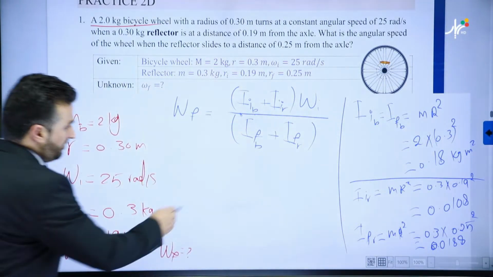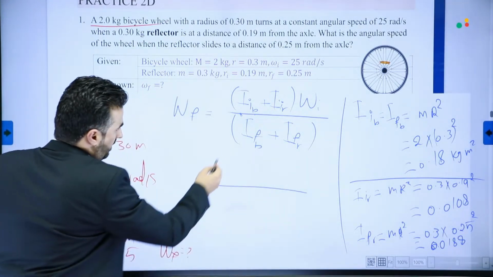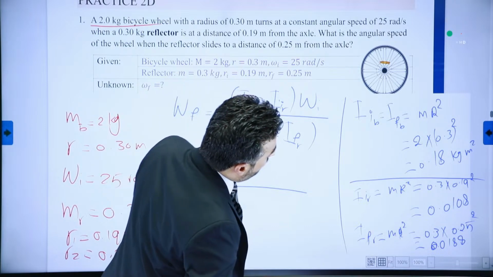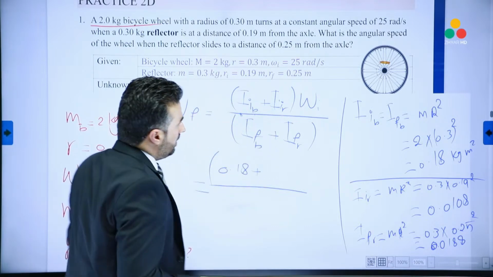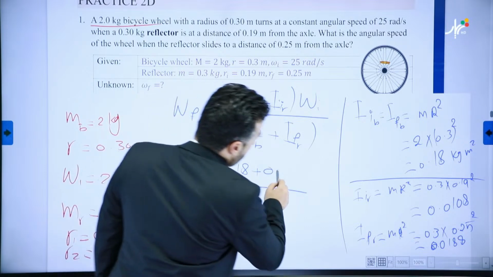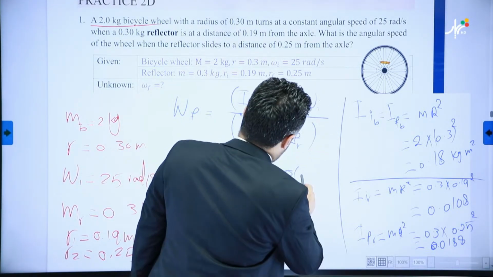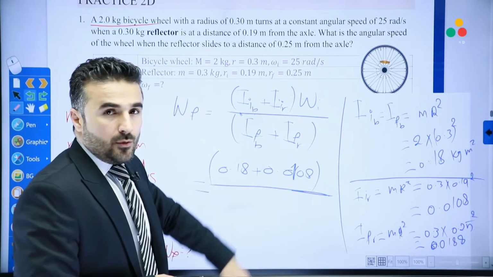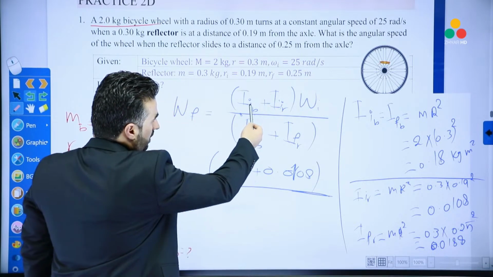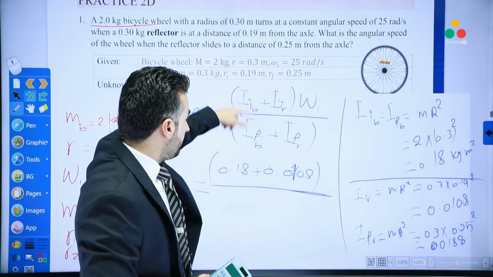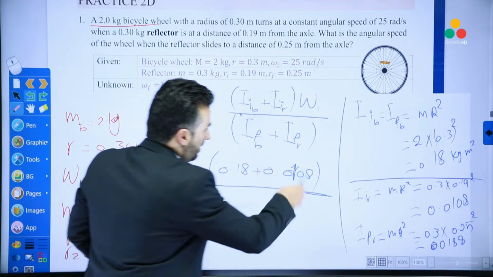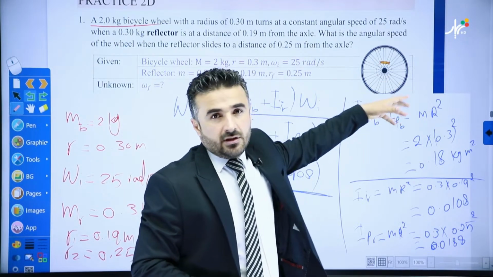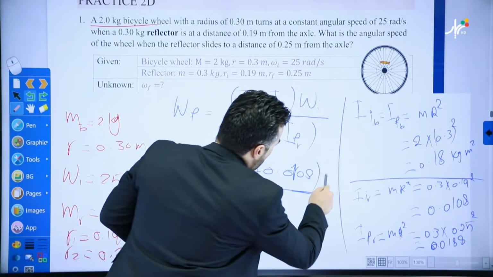We'll find the answer for this. Let's just plug in the numbers here. The moment of inertia for the bicycle wheel was 0.18, plus, for the reflector, the first one was 0.0108. Let me keep all the digits for now. This is multiplied by the angular speed. Why are we using the same angular speed? Because they are spinning together, so they have the same angular speed, multiplied by 25.